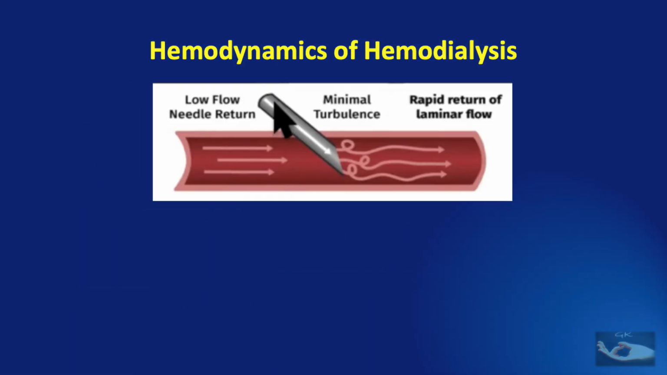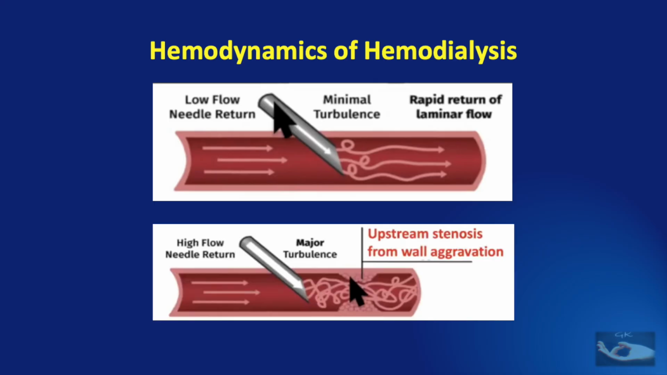When there is a low flow needle return, there is minimal turbulence and rapid return of laminar flow once the needle is removed. But if the needle return is going to be a high flow needle return, there may be a major turbulence leading to upstream stenosis from wall shear and wall aggregation. So the technique by which the hemodialysis is done can also alter the hemodynamics of the AV fistula and affect the maturity and longevity of the fistula.